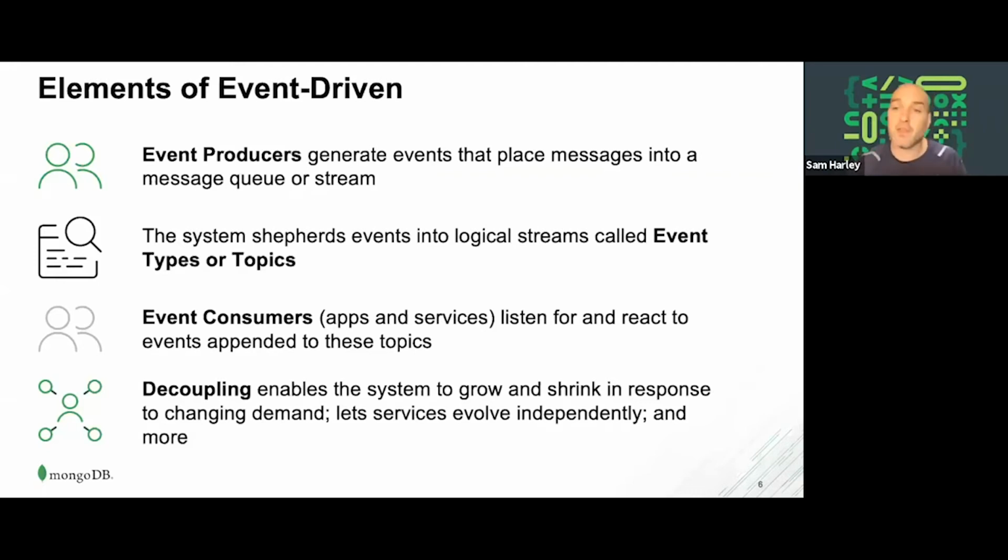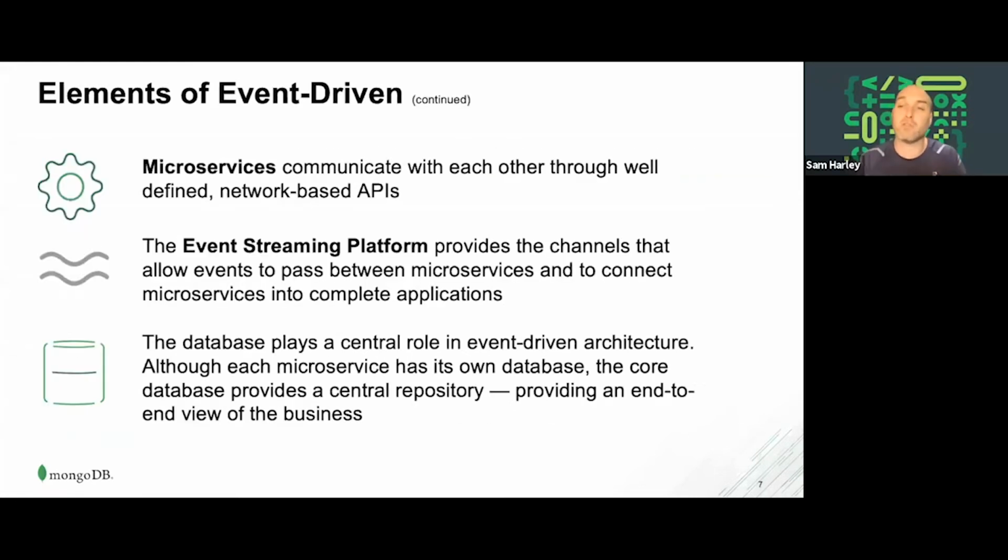Microservices communicate with each other through well-defined network-based APIs. The event streaming platform provides the channels and is effectively the glue that binds these microservices together, allowing events to pass between microservices and connecting microservices into complete applications. The database, of course, plays a pivotal role in event-driven architecture. Despite the fact that each microservice may have its own database, the core database provides a central repository, providing an end-to-end view of the business.